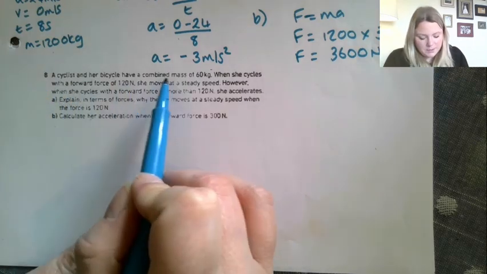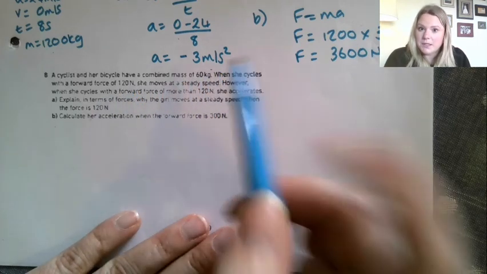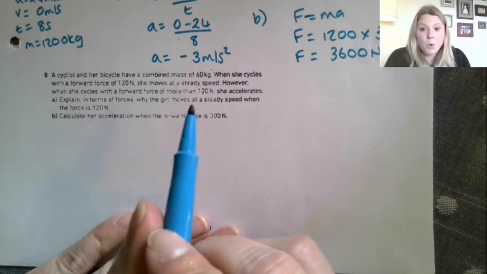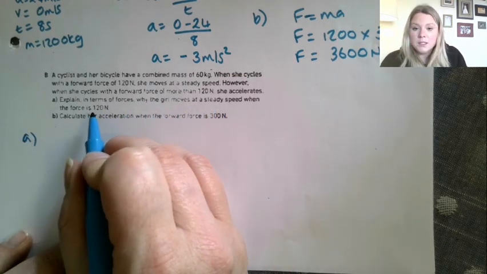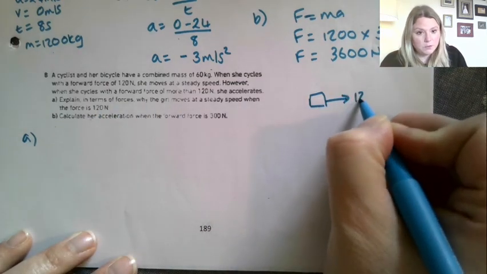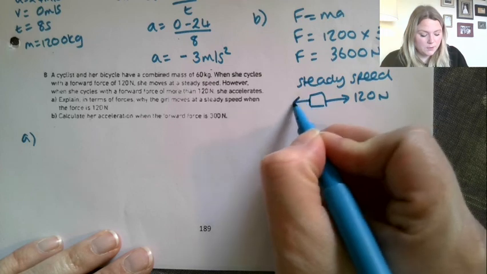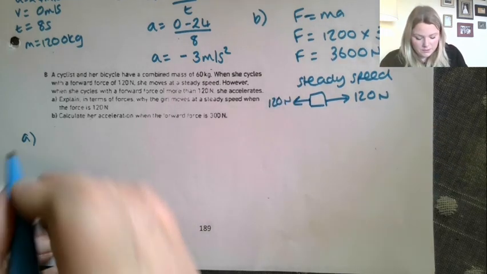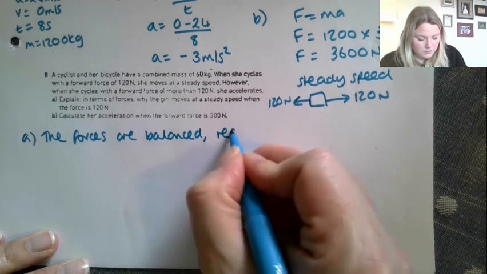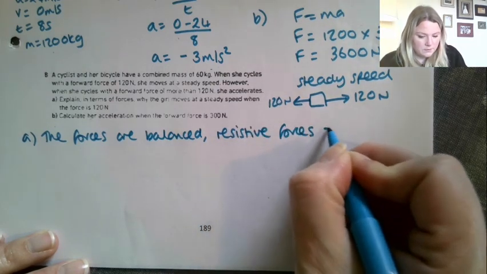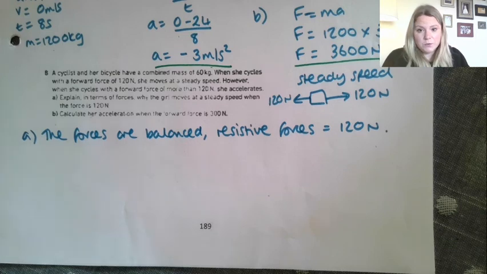Right, let's look at it. So a cyclist and her bicycle have a combined mass of 60 kilograms. When she cycles with a forward force of 120 newtons, she moves at a steady speed. However, when she cycles with a forward force of more than 120 newtons, she accelerates. So for part A, explain in terms of forces why the girl moves at a steady speed when the force is 120. We are told she goes at a steady speed. That means the forces have to be balanced, so the resistive forces must be 120 newtons as well.